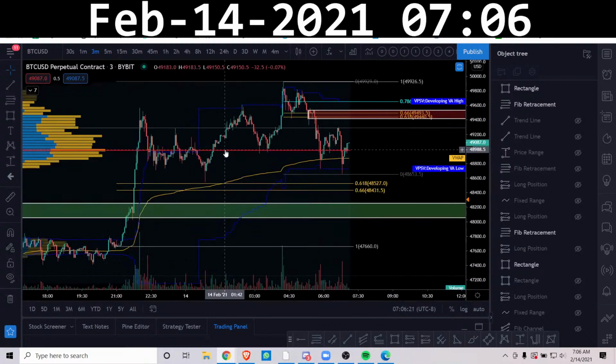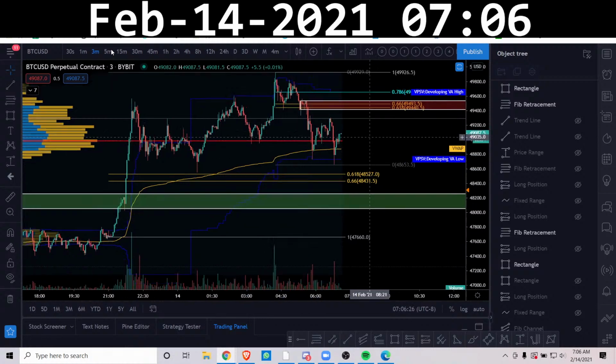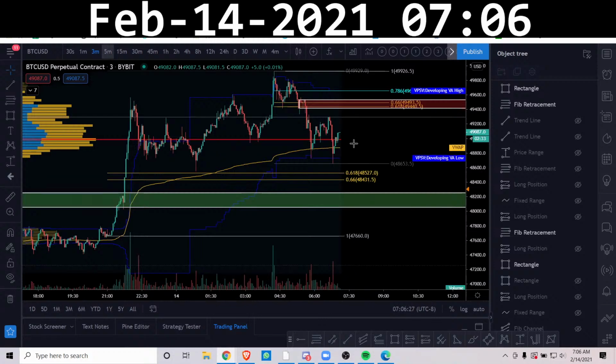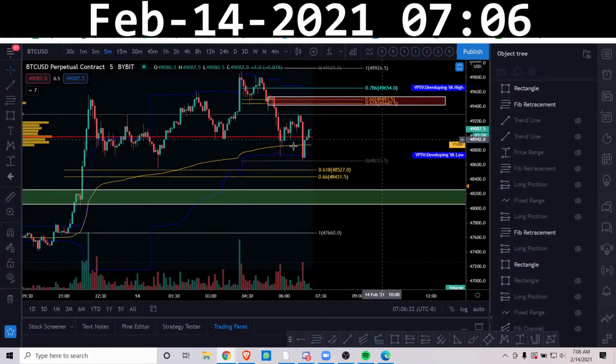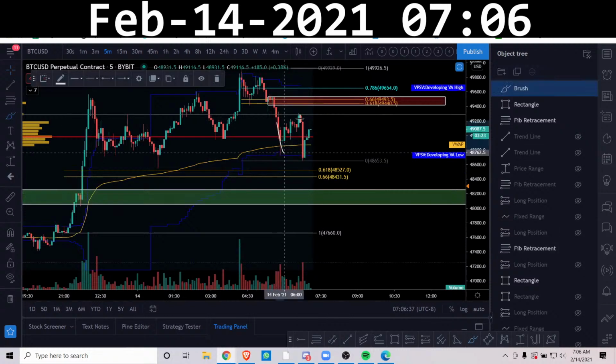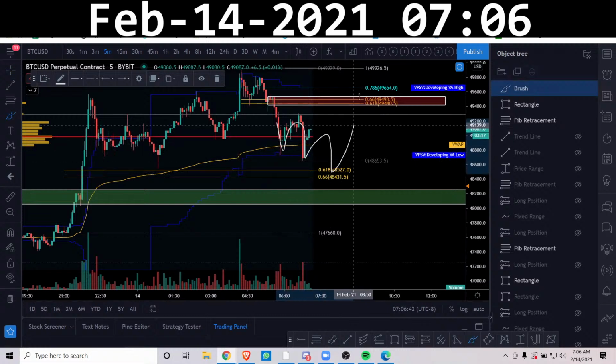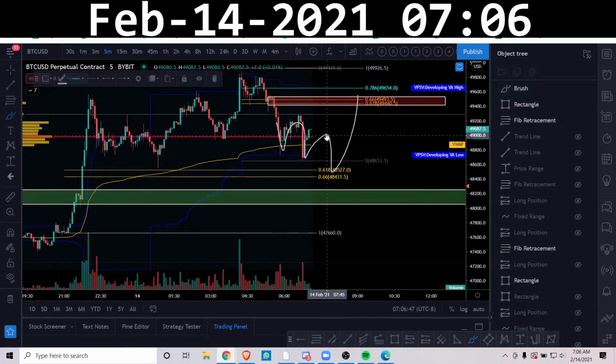Let's see. I wonder if we get kind of like a three peak, like a three valley pattern. Let's say we come down, that's the 1st valley, that's the 2nd valley, and then if we come down, that's the 3rd valley before coming back up. That could be interesting.